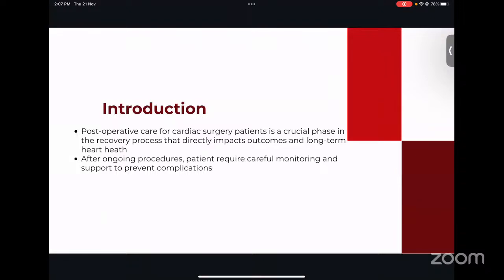As a brief introduction, post-operative care for cardiac surgery patients is a crucial phase in the recovery process that directly impacts the outcome and long-term health of the patient. After undergoing procedures such as coronary artery bypass grafting, valve placement or repair, or other procedures, patients require careful monitoring and support to prevent complications and ensure optimal health. This stage focuses on close monitoring of vital signs, preventing infection, promoting mobility, and managing pain.